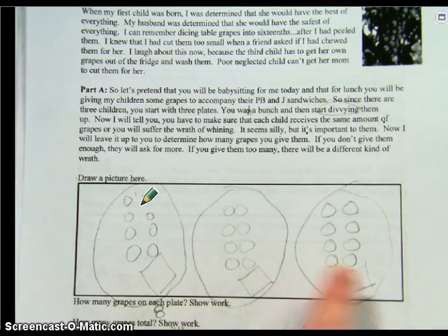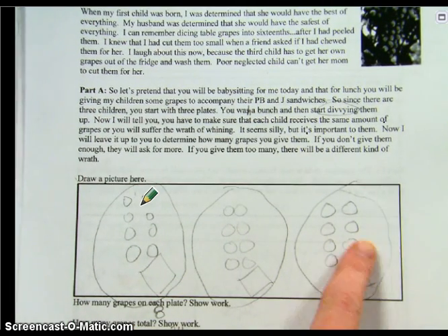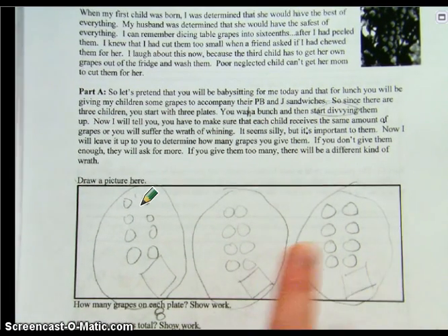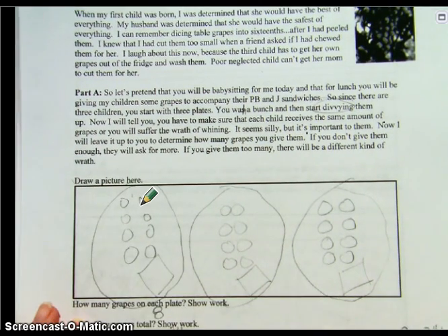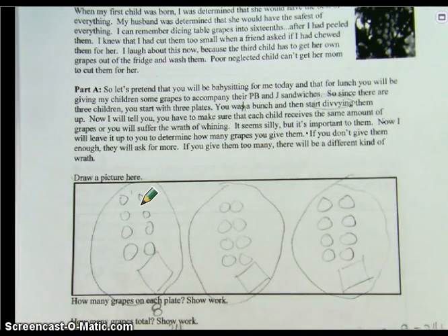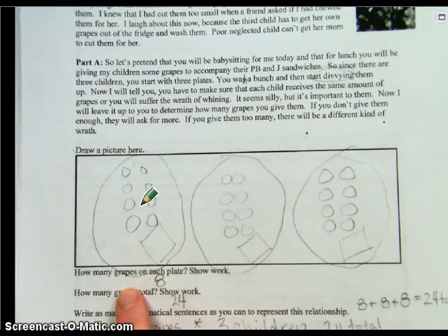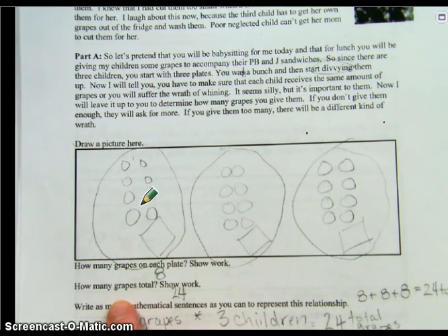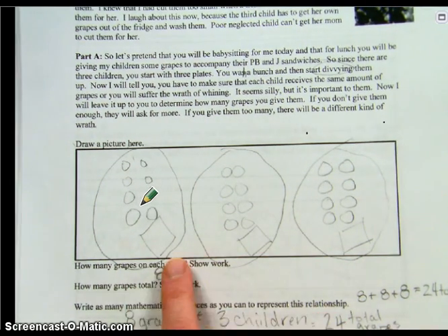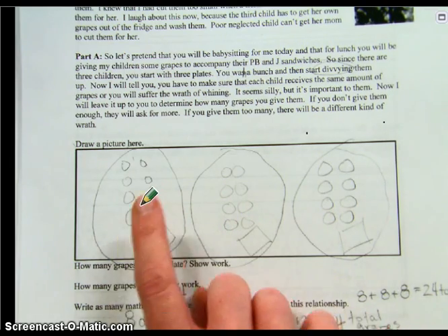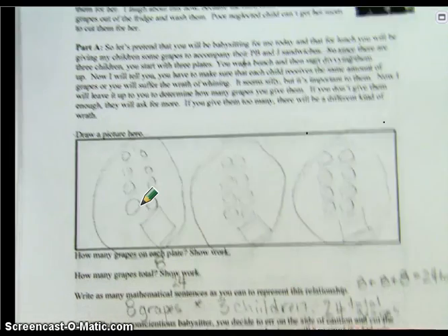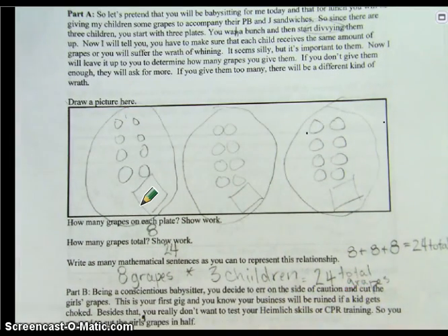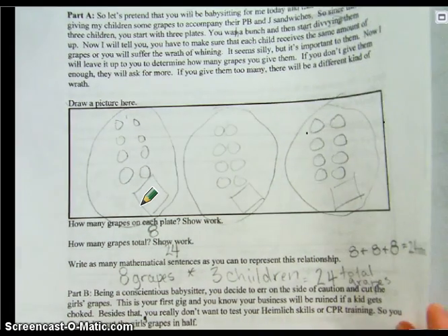So they start off with 3 plates, one for each child, and a peanut butter and jelly sandwich, and this particular one had 8 grapes. Then the questions that follow are how many grapes are on each plate? How many grapes are there altogether? So if you have 8 here, they could show 8 plus 8 plus 8. They could say 8 times 3 to get to 24 total grapes.